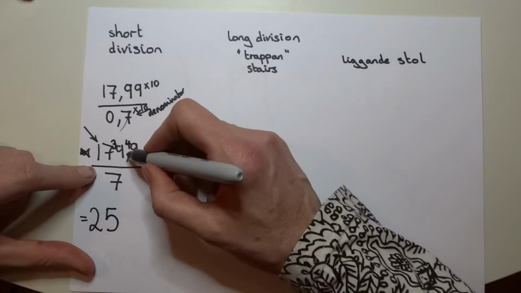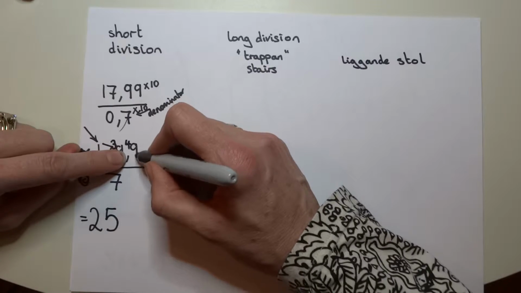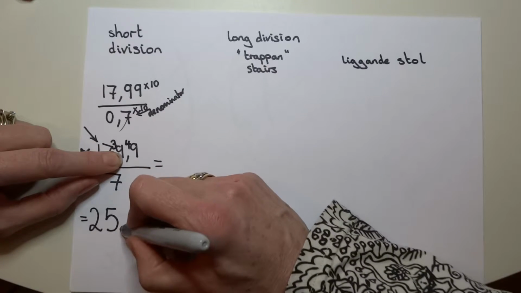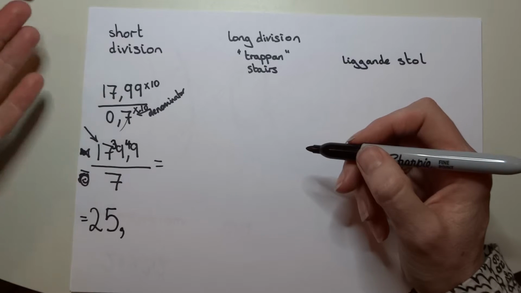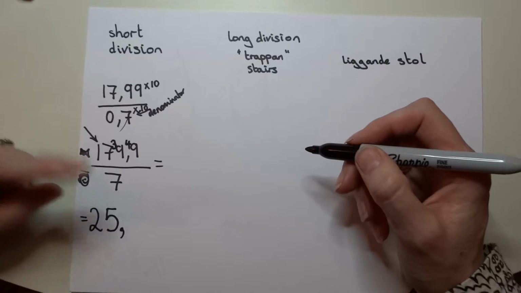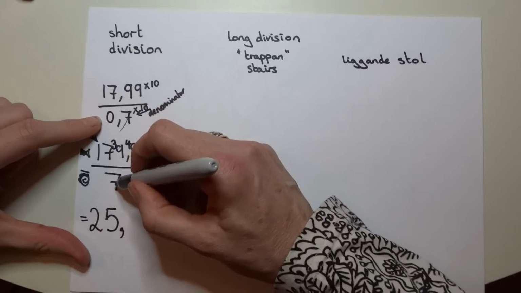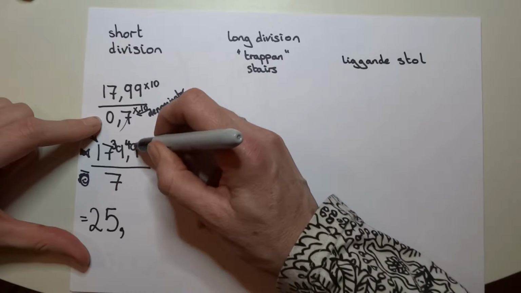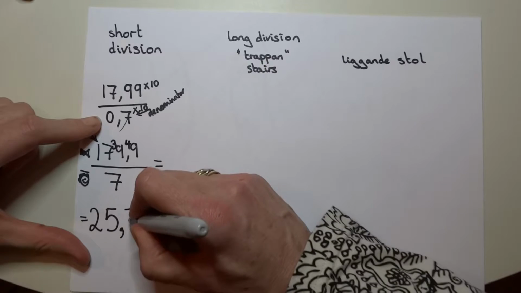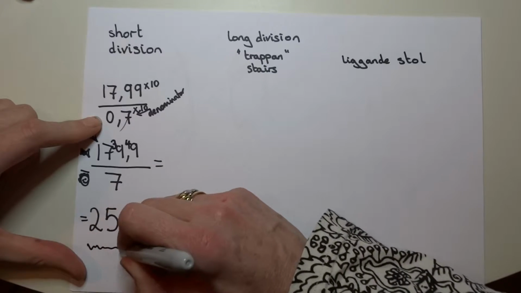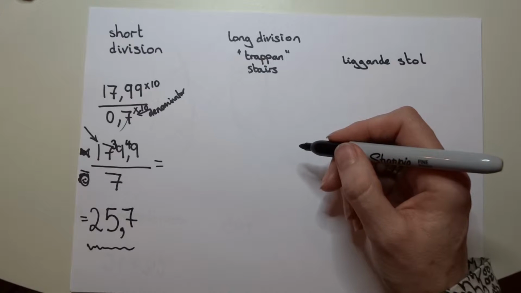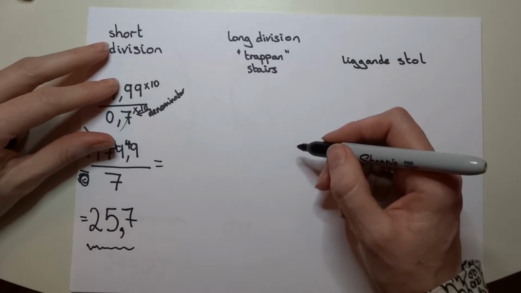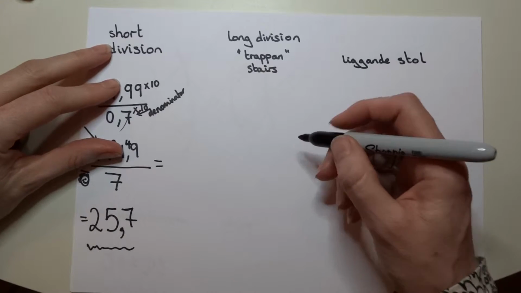Before we can divide the next number, because we can see that this 9 here is after the decimal point, we must put the decimal point in our answer as well. Either the decimal point as in the UK or a comma as we use in Sweden. And then 7 goes into 49 7 times. So we get a final answer here of 25.7.